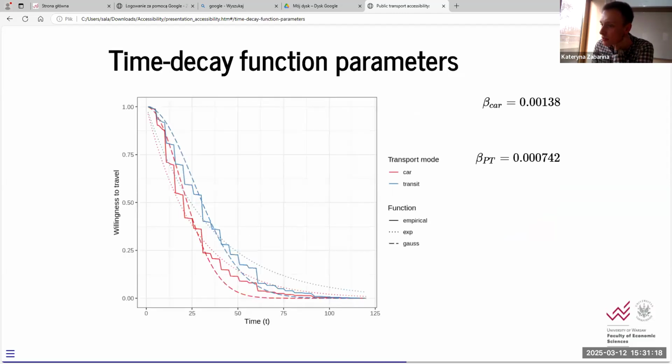So the results. Let's start with the assessment of the time decay functions. I didn't provide the table with these estimations, but just to visualize it, I chose the Gaussian function, and the color of the estimates, those betas, is on the right. I estimated the parameters for traveling by car and by transit.